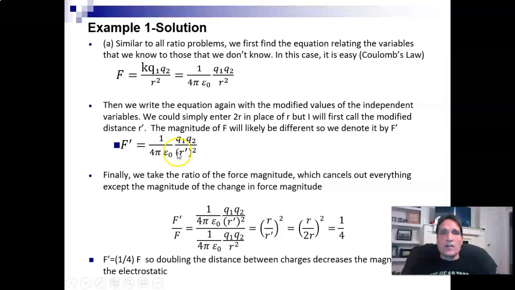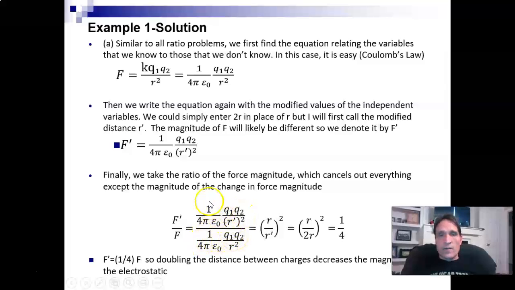Since the force is going to be different when we change the separation, I'm going to label this force magnitude F prime, just to denote it's different. And I could put in 2r right here instead of r prime, but let's just generalize it by keeping it in terms of r prime. So we write the equation twice, once for the initial separation and once for the final separation. Then we're going to take the ratio, since we're trying to find F prime over F. We've got the equation for F prime in the numerator, and the equation for F in the denominator.